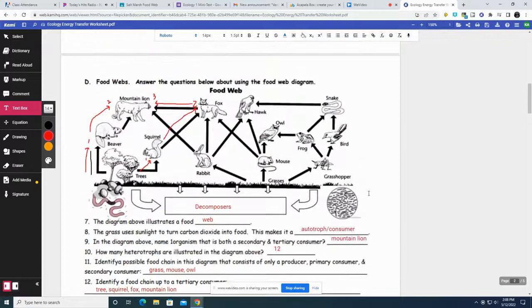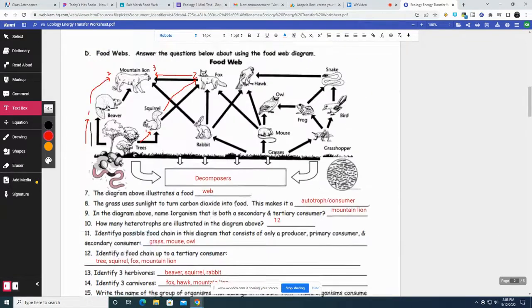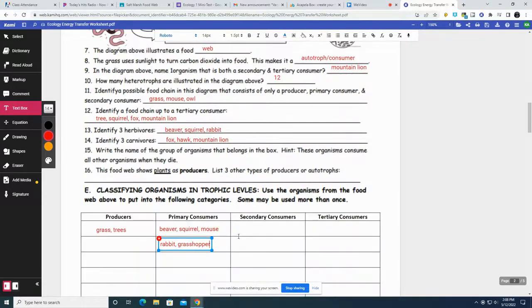Secondary consumers, things that eat the primary consumers. So we'll go fox, bird, frog, owl. That's good enough. Bird, frog, owl, fox.